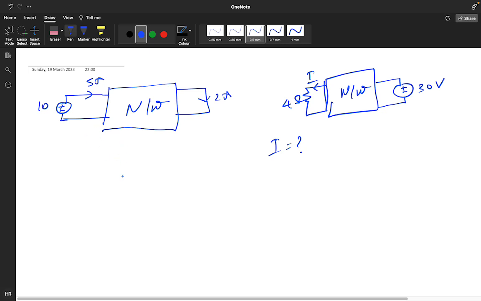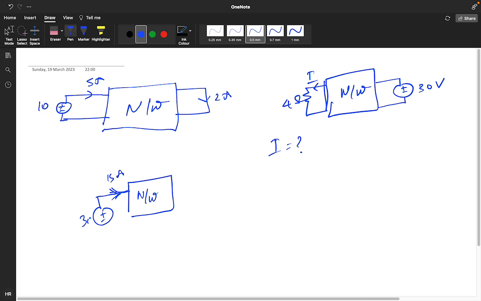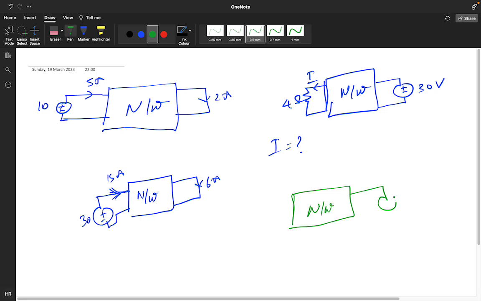Make it 30. So I multiply it by 3. You will get 15, this will be positive negative 30, and this will be 6 ampere. Okay. So we need 30 on this side. So okay, bring 30 here. This is my 30 volt. And we have something you can say 6 ampere this side.